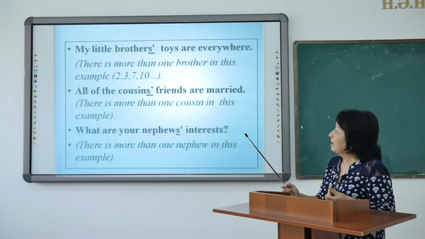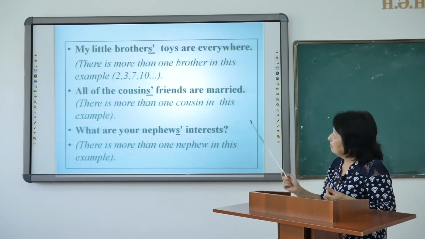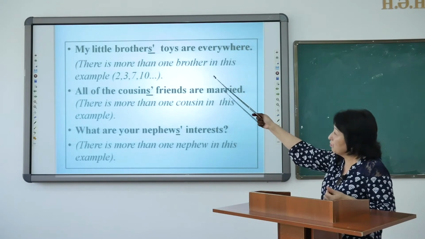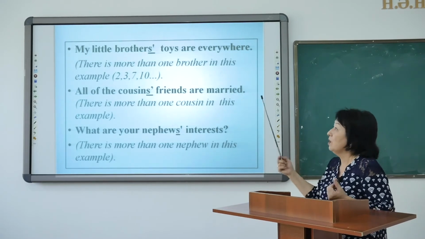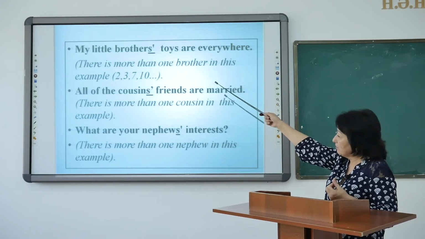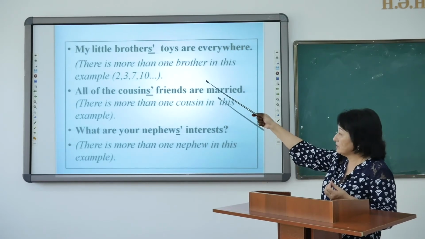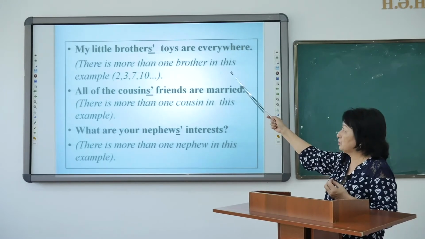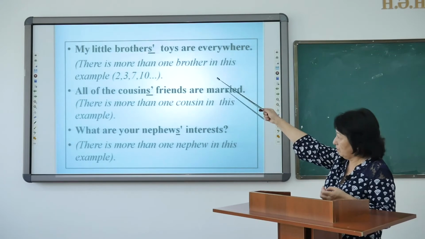For example, my little brothers' toys are everywhere. As you see, we have the plural noun brothers. It is not just one brother, or 2 or 10, we don't know, but we have a plural noun ending in S. That's why we put just an apostrophe. So the brothers own toys. That's why we express the possessiveness by means of the apostrophe.